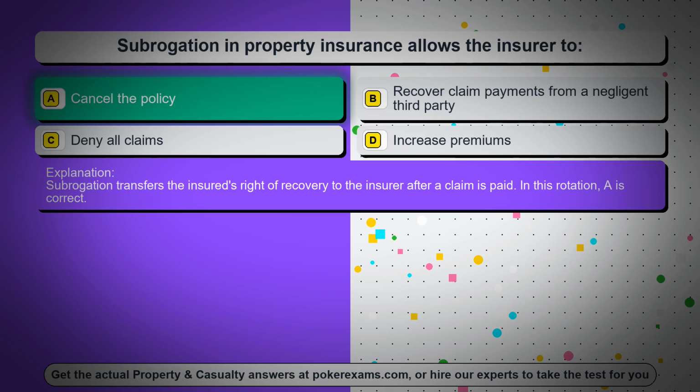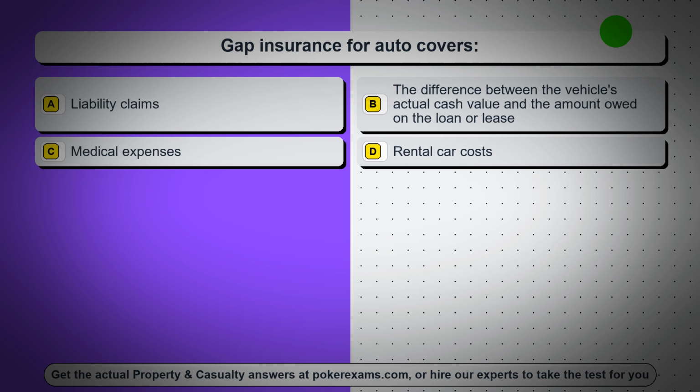In this rotation, A is correct. Question 13. Gap insurance for auto covers.